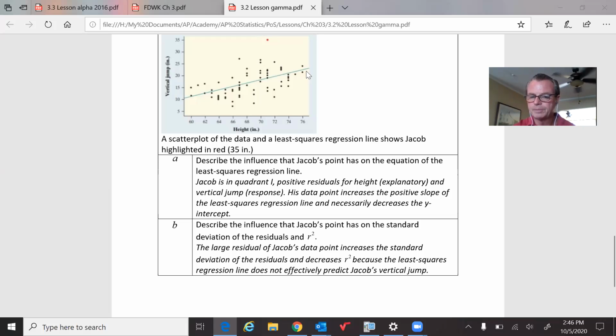What's going to happen? Well, he's going to decrease R squared. Think about that. R squared is telling you how much of the change in the vertical jump can be explained by the change in the height. He's not near the line. So he's decreasing R squared because the line didn't do a good job to predict how far he would jump. Okay?